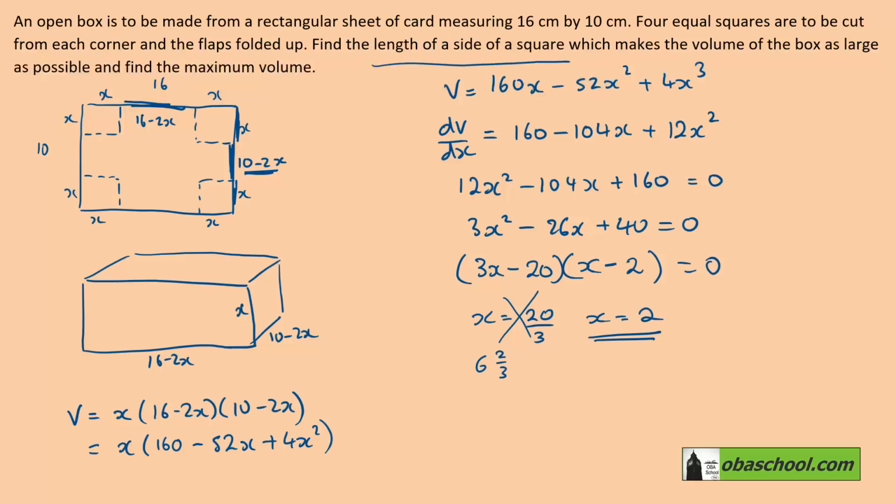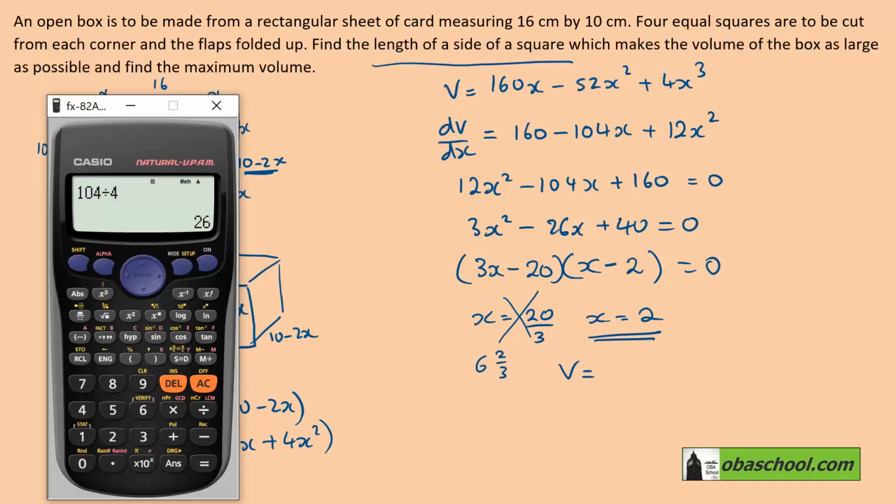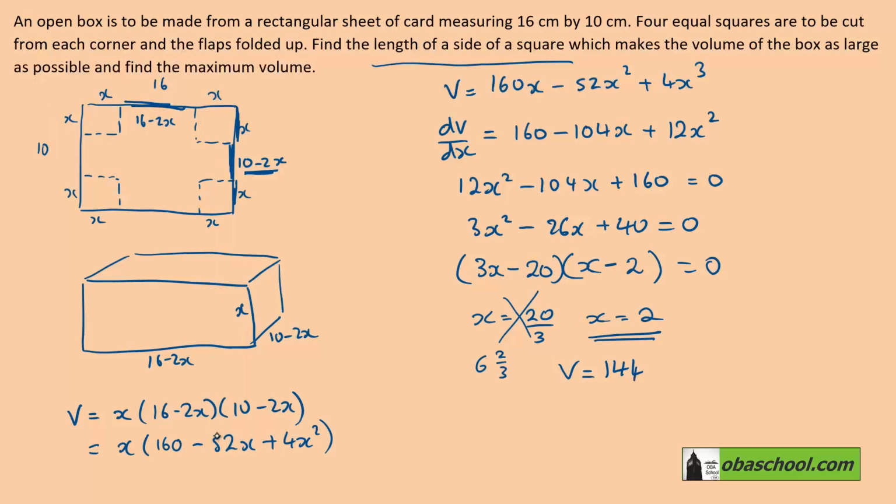So we've found the length of the side of the square because that was x, and then we want the volume. So we're going to substitute that in, and that's going to be 160 times 2, take away 52 times 2 squared, plus 4 times 2 cubed, and that gives me 144 cubic centimeters.